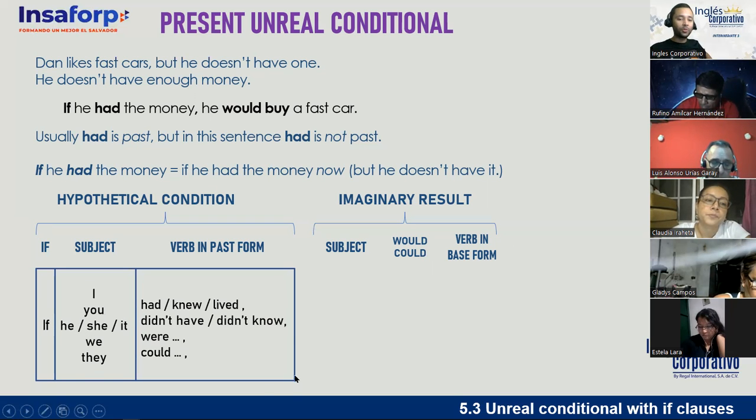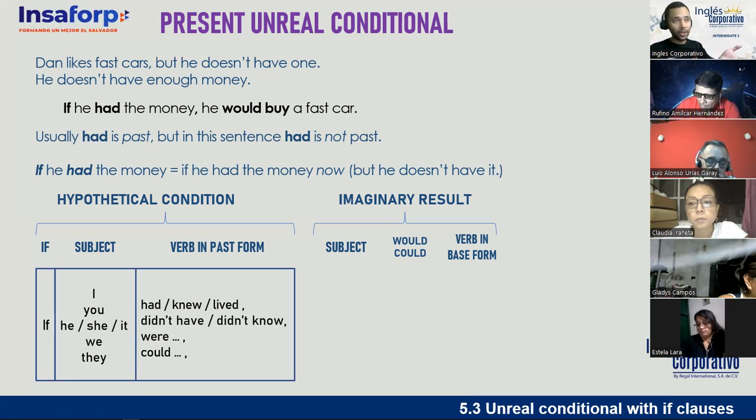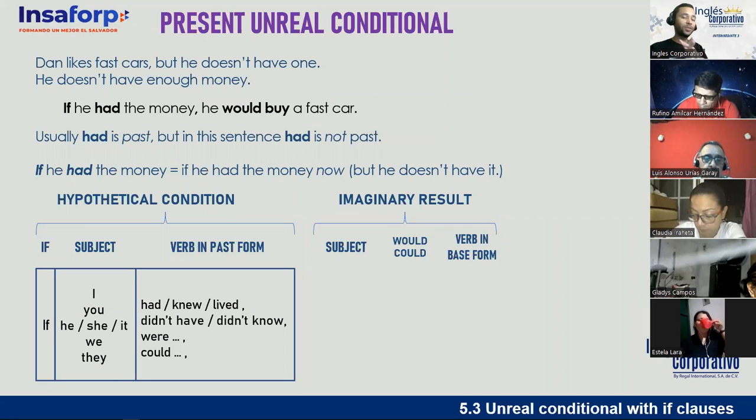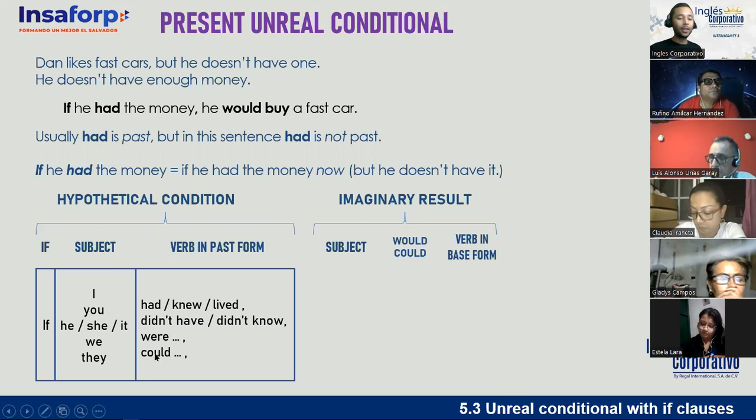So for the hypothetical condition, we start with if, then the subject could be any subject: I, you, he, she, it, we, they, or a name. Okay, Rosa, Alejandra, Francisco, etc. And then we need to use a verb in past form, like had, knew, lived. You can also use them in negative form: didn't have, didn't know, didn't live, etc. For the verb be, we use were. Was is also possible for the subjects I, he, she, and it. But if you want to be formal and grammatically correct, then were is your best option in present and real conditional sentences only. And also you can use could, which is the past of can.